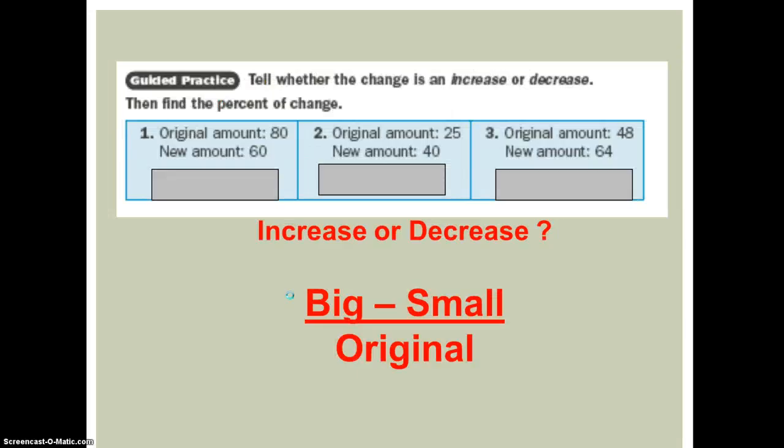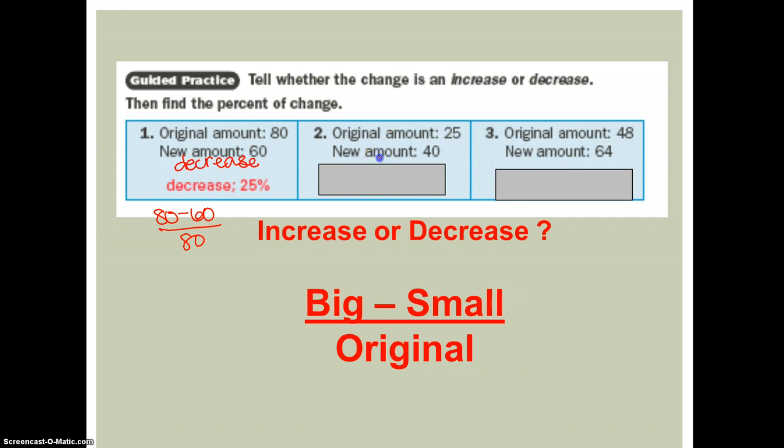Tell whether the change is an increase or decrease. In order to find the percent of change, remember big minus small over original. Well, the original is 80, and we went to 60. So this is a decrease. Pause the video and try 1, 2, and 3. You want to take 80 minus 60 over the original amount, 80. Make sure you change your decimal to a percent. It is 25%.